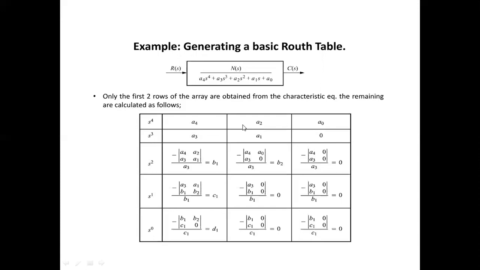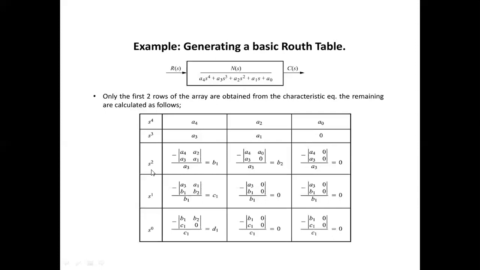We will have to construct a Routh array. Array means it is a combination of rows and columns. So the first row will contain s^4, the second one is s^3, the third one is s^2, the fourth one is s^1, that is s, and the fifth one is s^0. In order to construct the first row, we will write the coefficient of s^4, that is a4, followed by the coefficient of s^2, that is a2, followed by the coefficient of s^0, that is a0. Then the second row is constructed by taking the coefficient of s^3, that is a3, followed by the coefficient of s^1, that is a1, and 0.